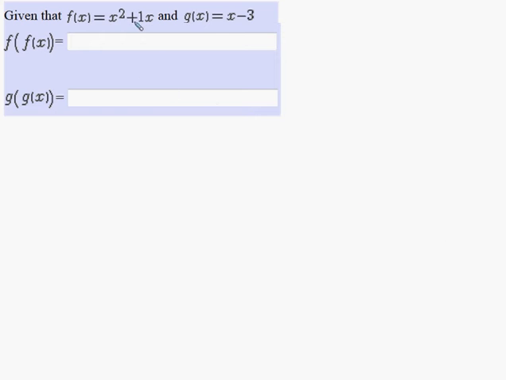In this video, we're given two equations, f of x and g of x, and we're asked to compose f with itself and g with itself.